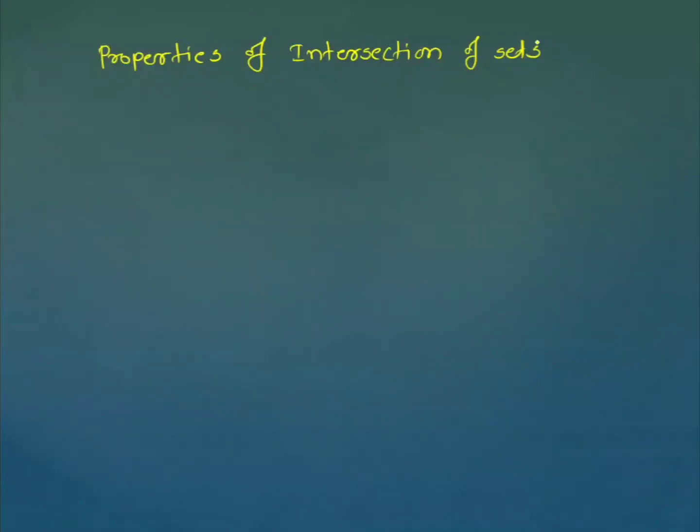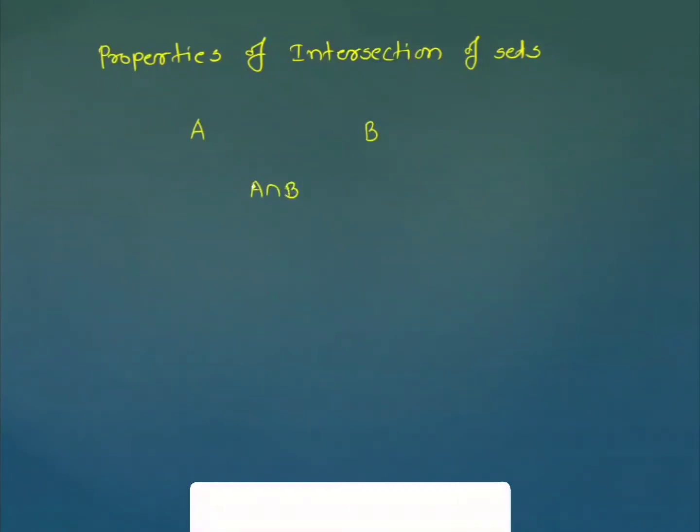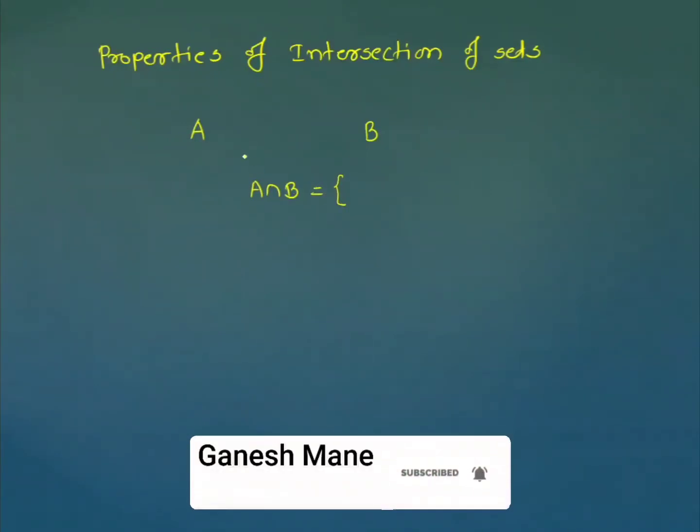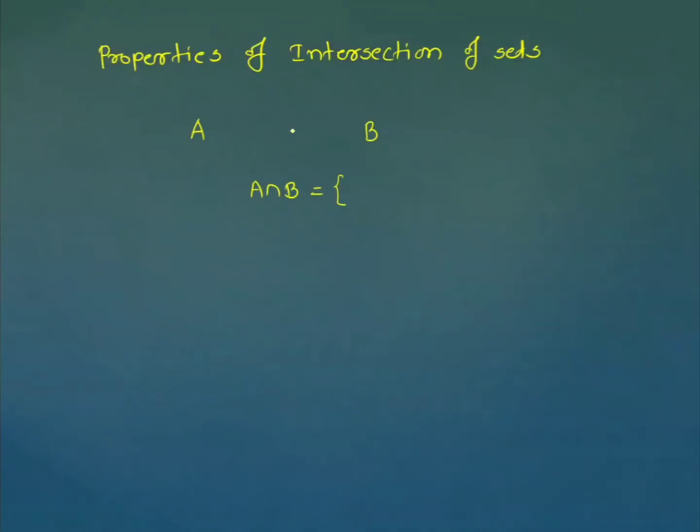Hello friends, let's learn today properties of intersection of sets. We know what is intersection of two sets. Suppose A and B are the two sets given, and if we have to find the intersection of these two sets, that is A intersection B, in that set we take all the common elements from both of these two sets. So this is the intersection of two sets. Now we are going to learn what are the properties of intersection of sets.